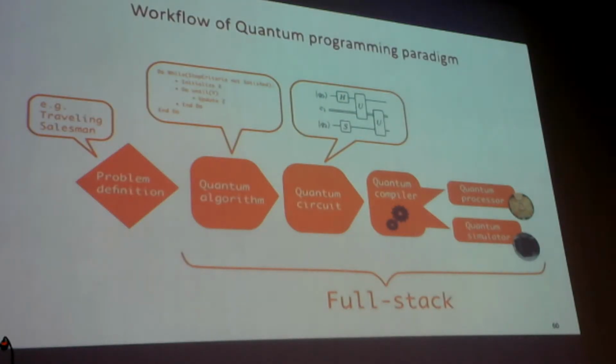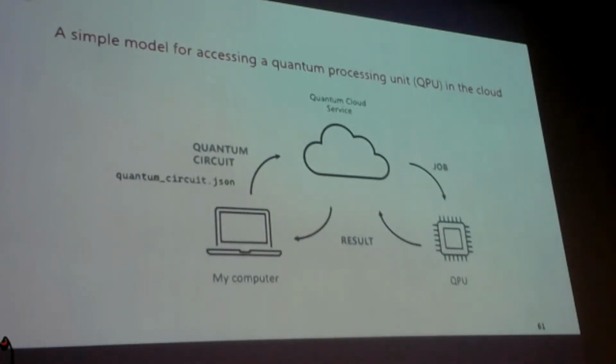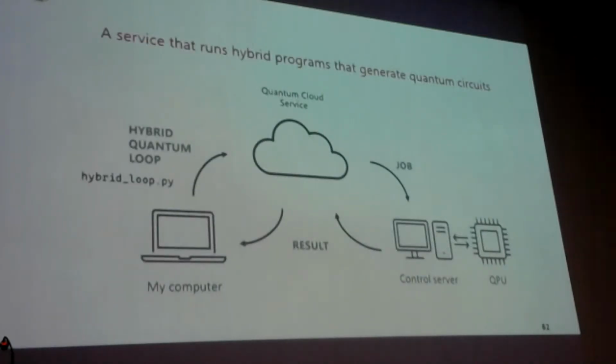So you can have it on the quantum processor or the quantum simulator. And look at this, if you see this, you get an idea. My computer sends a JSON file, JavaScript Object Notation, to the quantum cloud service. The job is submitted to the QPU, the quantum processor. The result comes back to the cloud and then it comes back to me. I think now it's clear how the quantum programs will get executed, right? Any doubt about this? Yeah.